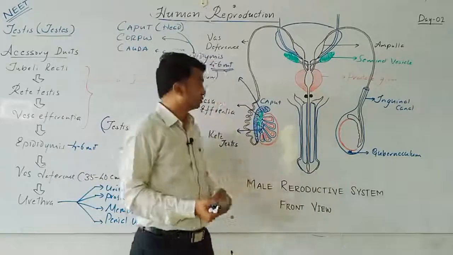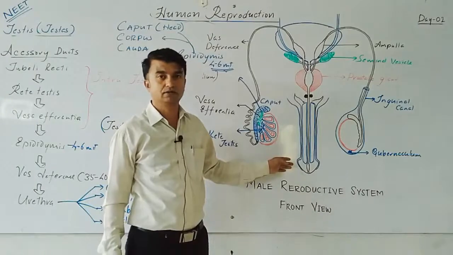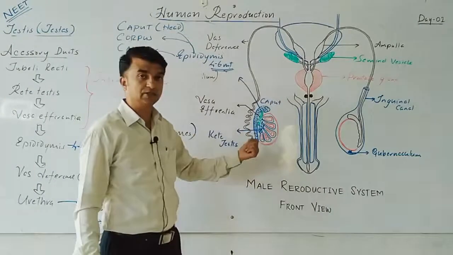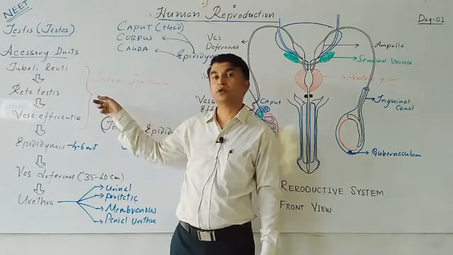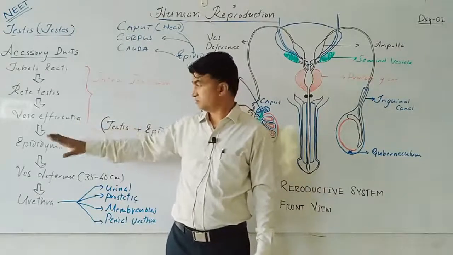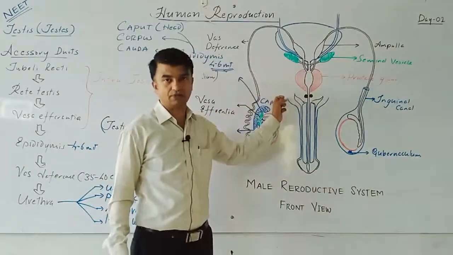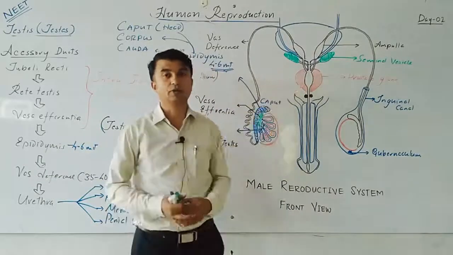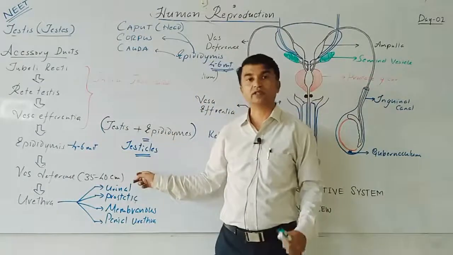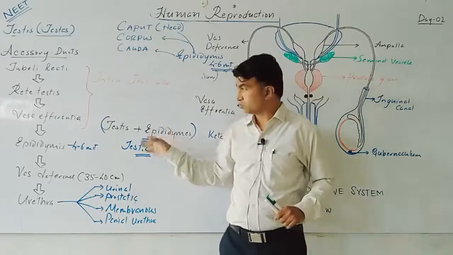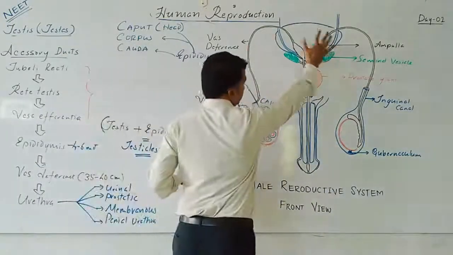the urethra. This urethra is a common urinogenital duct which is present outside. Up to the vasa efferens, these are the intratesticular ducts. Epididymis, vasa deferens, and urethra are the extratesticular ducts which are present outside. When you combine the testis plus epididymis, it is collectively called the testicles. So we covered only the tubular part.